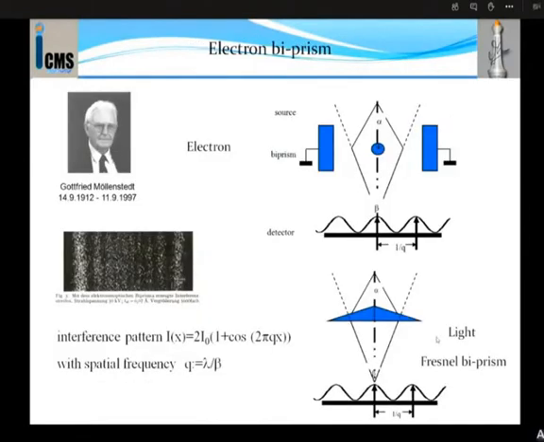But to do holography with electrons, you need an electron biprism, and the electron biprism was discovered by Gottfried Möllenstedt, and this is one of the first electron interference fringes. Here is a schematic geometry of the electron interference fringe under off-axis geometry. In the off-axis geometry, you add a carrier frequency, and the intensity pattern is given by this expression, where q is the carrier frequency of the hologram. And here is the basic schematic of the light optical analog of the electron biprism, which is known as the Fresnel biprism.